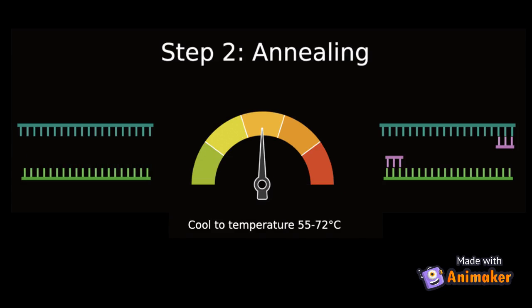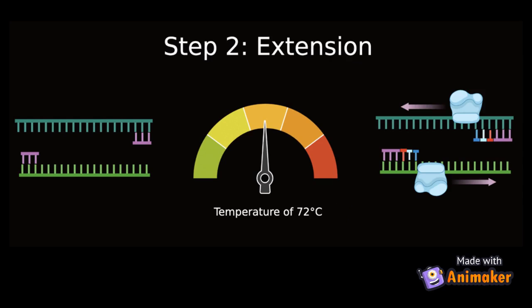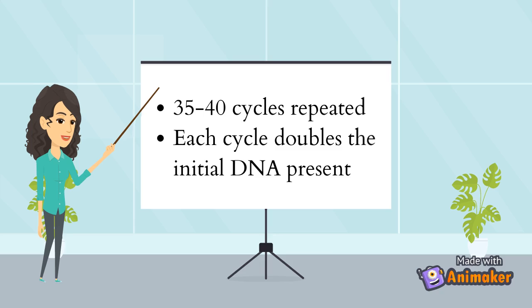In the second annealing step, a temperature of 55 to 72 degrees Celsius allows the 2 DNA primers to anneal to their complementary template DNA strand. In the last step, known as extension, using a temperature of 72 degrees Celsius, Taq DNA polymerase synthesizes new DNA strands by beginning from the 3' end of the DNA primers. Commonly there are around 35 to 40 cycles repeated, and each cycle the amount of initial DNA present is doubled.